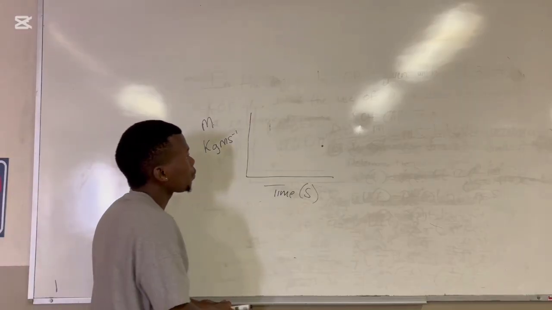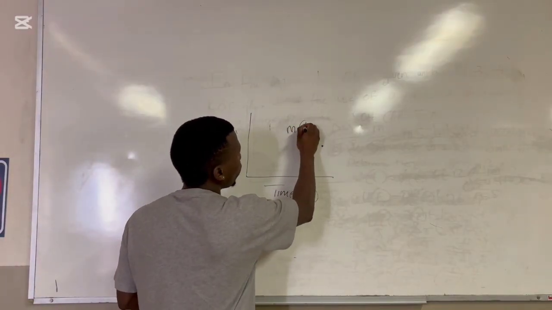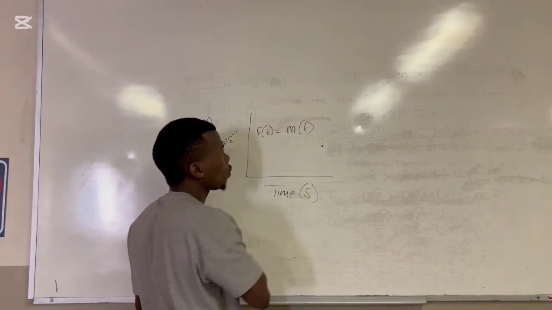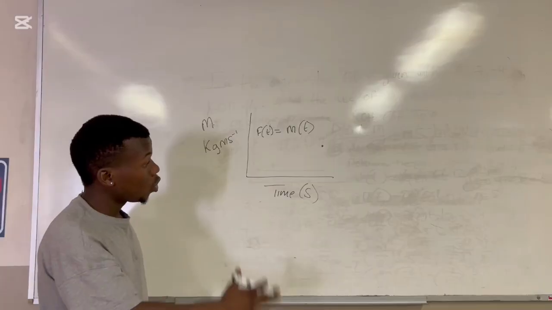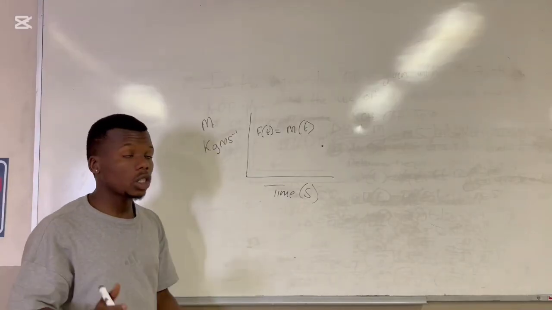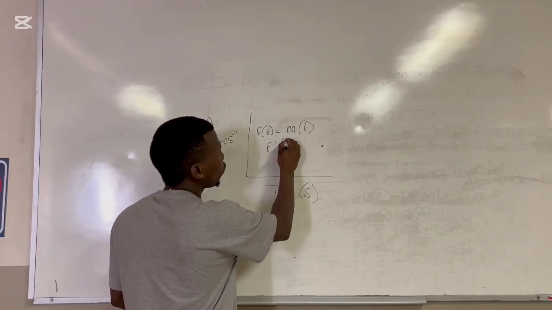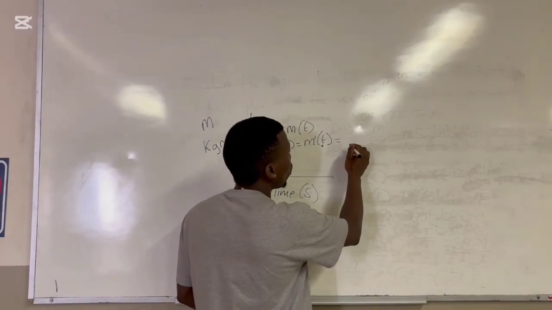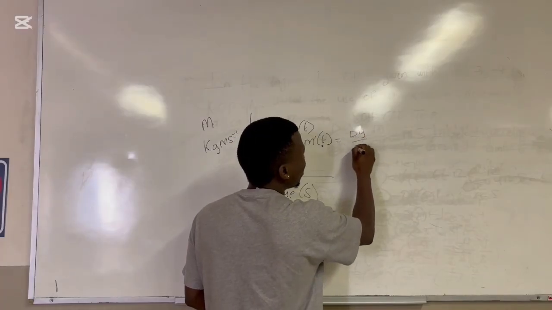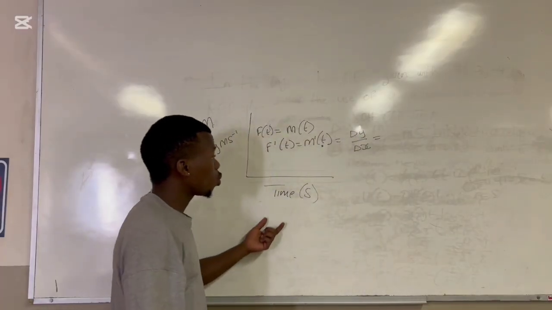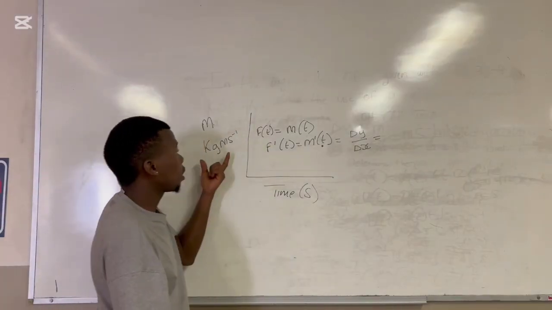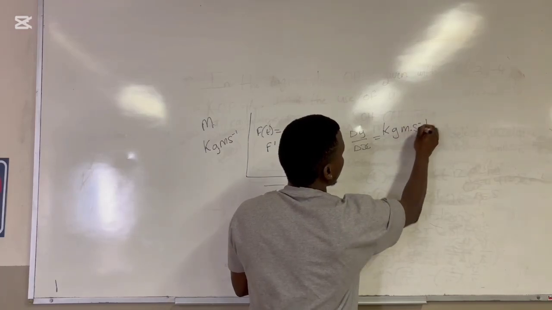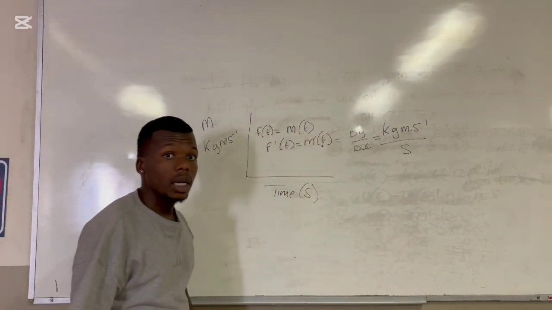Now let's check. Our graph is a function of momentum with respect to time. Let's say this can be equal to f of t. Now let's check the slope or the gradient or the rate of change of this function. This will be f prime of t, which is equal to m prime of t, which is equal to change in y divided by change in x. Change in y is measured in kg meters per second. This will be kg meters per second divided by s.